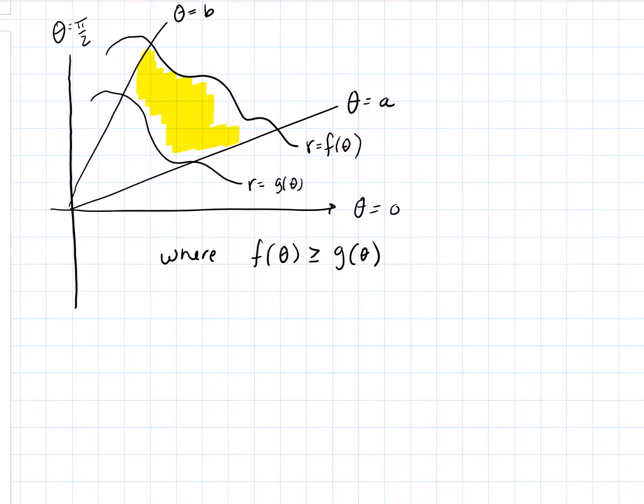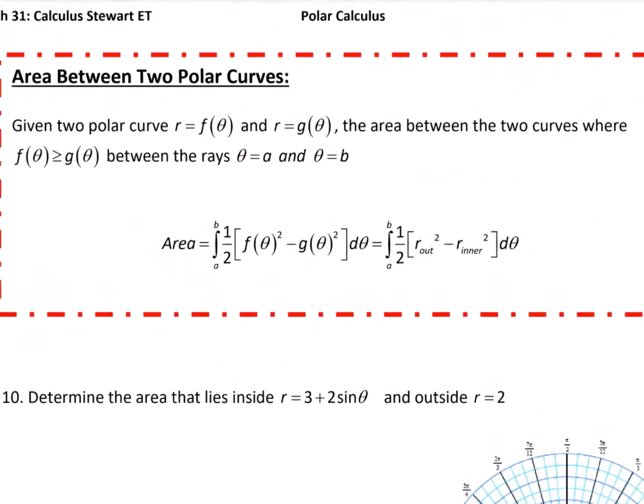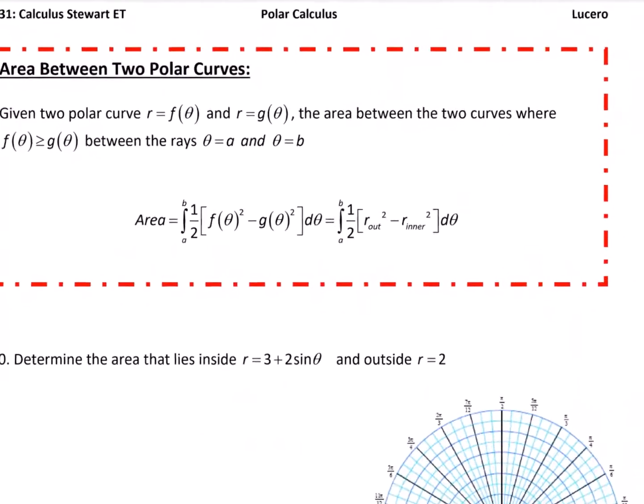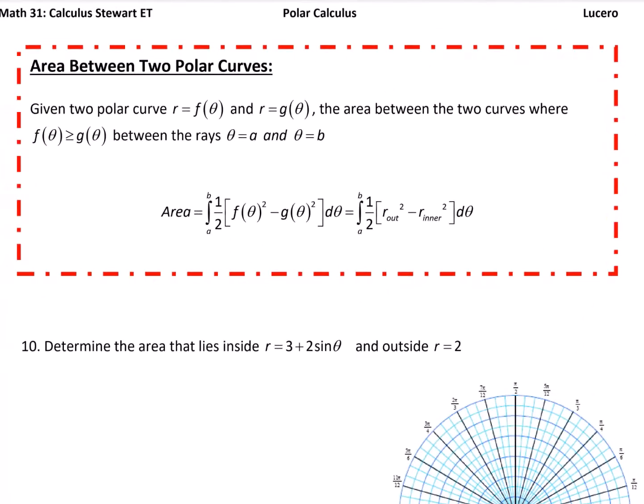And so we would just compute the area if we were looking at f of theta, then subtract the area if we were looking at g of theta, pull those together into one integral, and end up with a nice little formula that says this. Given two polar curves, the area between the two curves when f of theta is greater than g of theta, and between the rays a to b, is going to be the integral from a to b of 1/2 f of theta squared minus g of theta squared d theta. And that's just taking the area of the outer radius squared minus the inner radius squared.